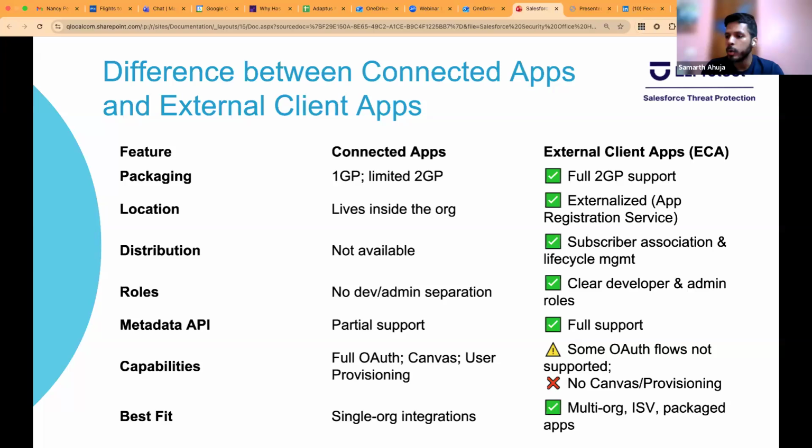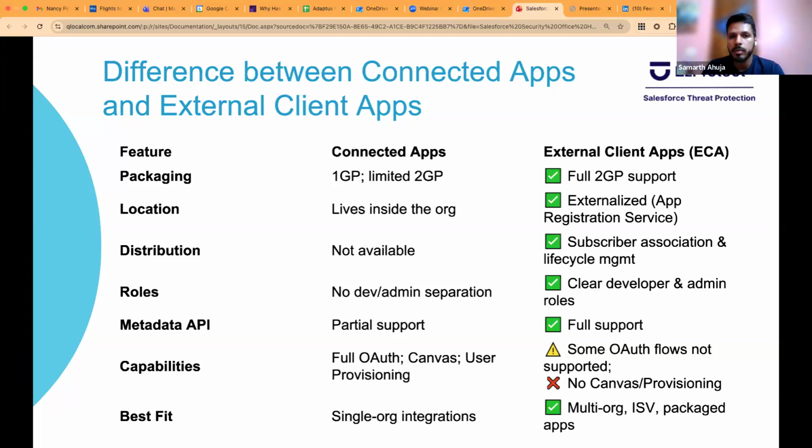Apart from what's shown in the slide, external client apps are missing some capabilities. For example, dynamic client registration. So let's say when you set up SSO, you use SAML. You can set up dynamic user creation, and that option you had in connected apps. But for external client apps, that is still pending. I read somewhere that Salesforce will be giving out releases on that part.